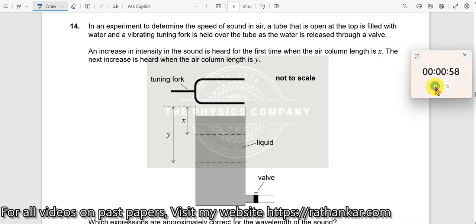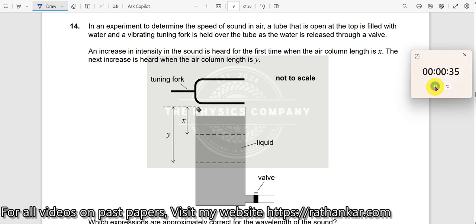Question number 14. In an experiment to determine the speed of sound in air, a tube that is filled at the top with water, and a vibrating tuning fork is held over the tube as the water is released through a valve. An increase in intensity of the sound is heard for the first time when the air column length is x. So at this point you hear a maximum intensity, which means what?